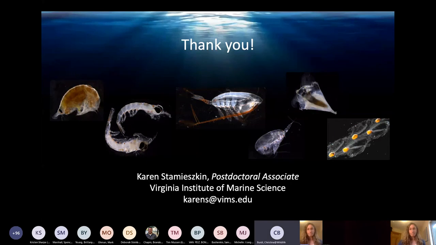Thanks, Karen. We do have one question from Arthur. He says, zooplankton can use vertical migration to control their position with the tides in an estuary, but of course their poop can't do the same. In estuary systems, would we expect to see a general trend towards the sea of estuarine zoo poop?